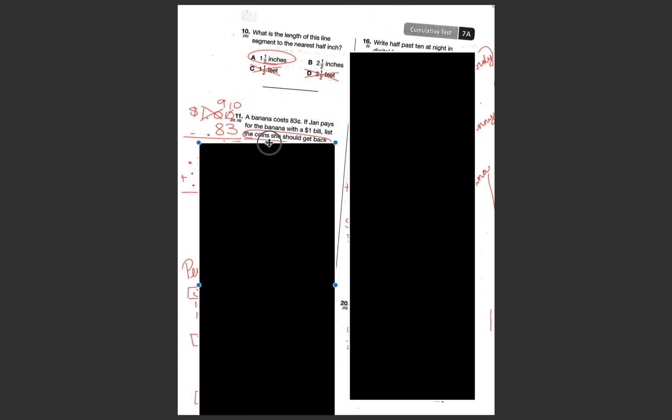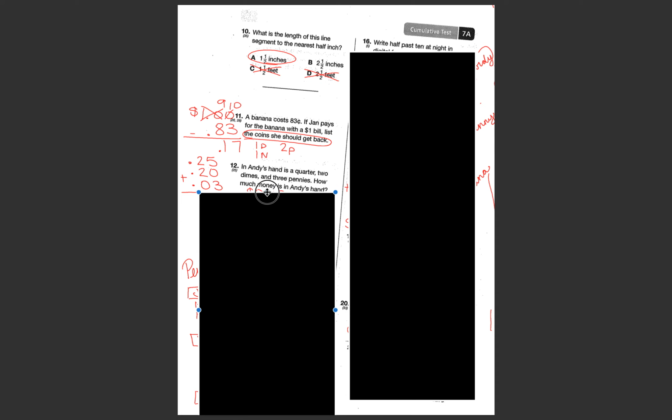A banana is 83 cents. If Jan pays for the banana with a dollar bill, list the coins she should get back. This is one on your homework that I might say is three steps and you guys get really confused, but that's because the real question is what coins should she get back? So first, we subtract $1.83 and we find 17 cents is how much we should get back, and that is equal to a dime, 10 cents, with a nickel to make 15, and 2 pennies to make 17 cents.